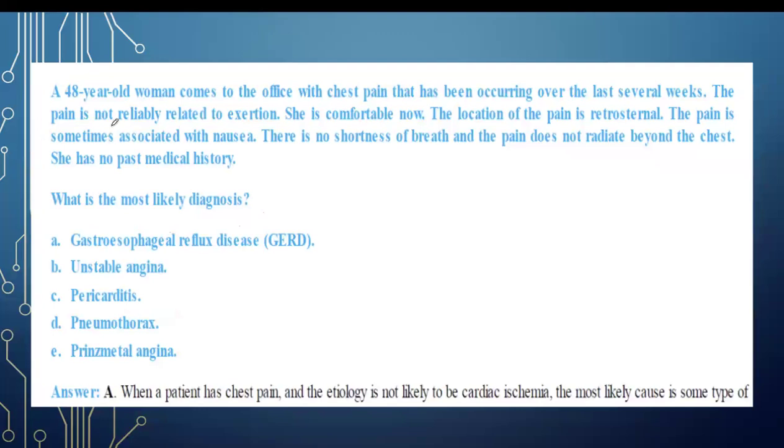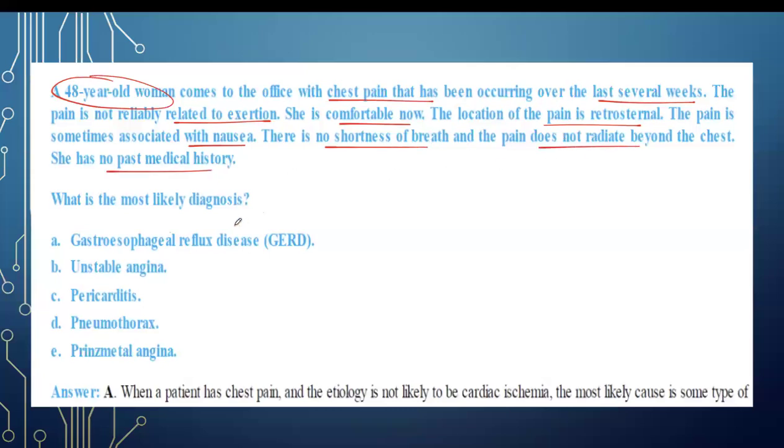Let's do a question. A 48-year-old woman comes to the office with chest pain that has been occurring over the last several weeks. The pain is not reliably related to exertion. She is comfortable now. The location of the pain is retrosternal. The pain is sometimes associated with nausea. No shortness of breath. The pain doesn't radiate beyond the chest. No other past medical history. What will be the diagnosis?